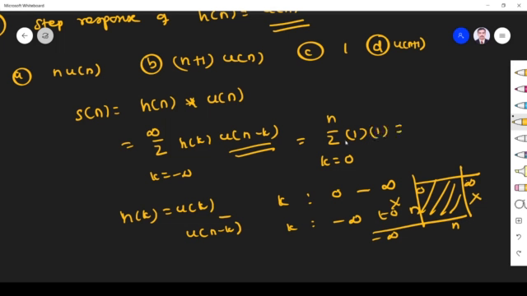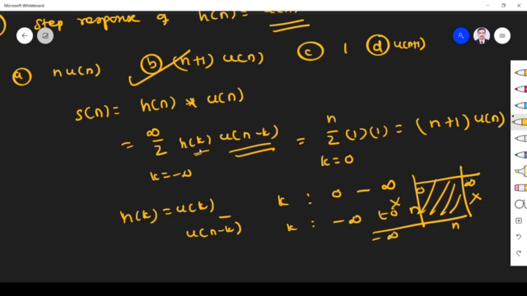So k going from 0 to 1 is nothing but a 0 to n, which is n plus 1. Fine. So it is only positive, so u of n. So the step response is n plus 1 times u of n, right? So this one, you have to multiply both now.